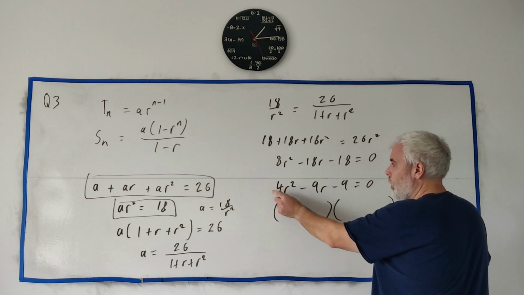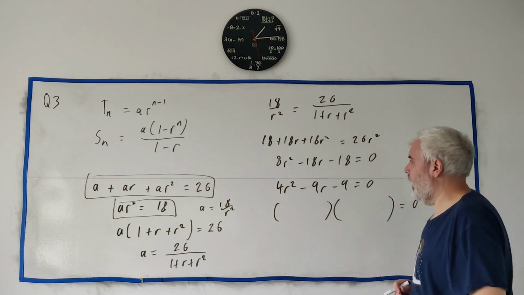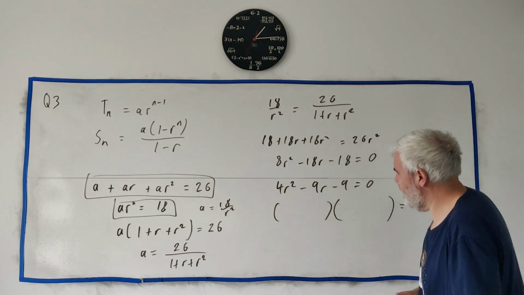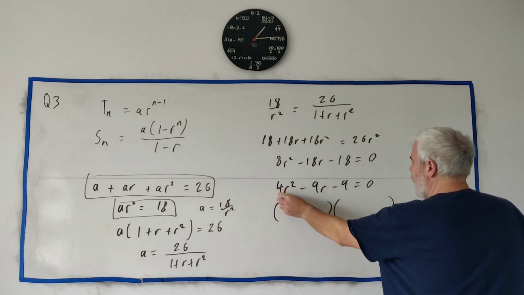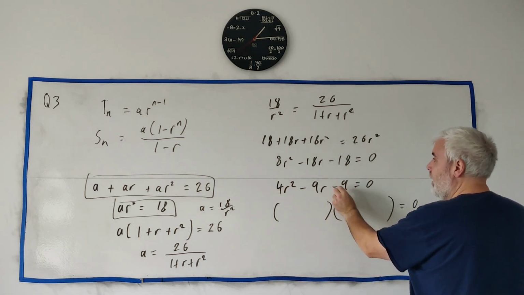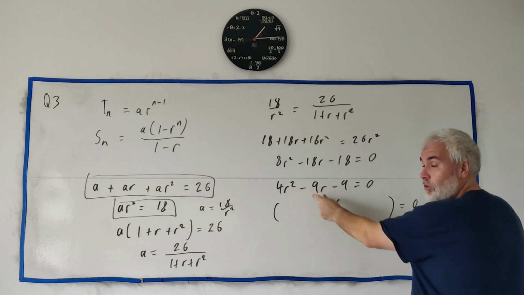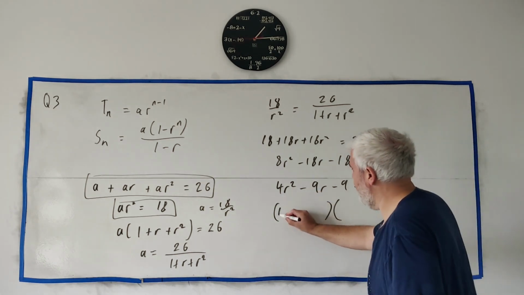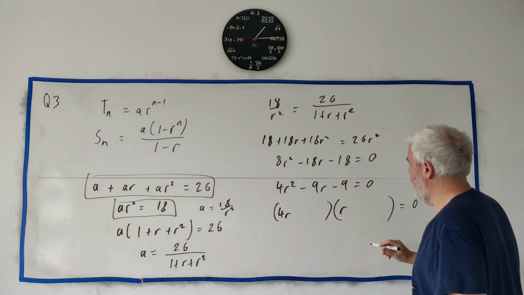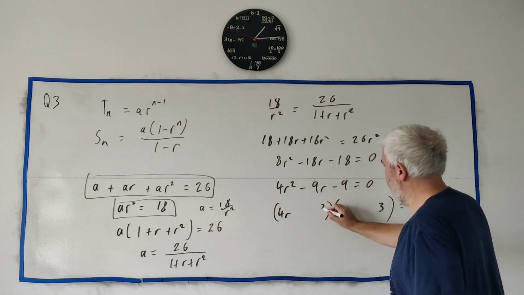Could be 2 and 2 or 4 and 1. I've actually forgotten which it is. Let's see, 4 times 3 would get 12, and then 1 times 3 would get 3. 3 and 12 does go together to get 9. So that's it, 4 and 3 and 3.